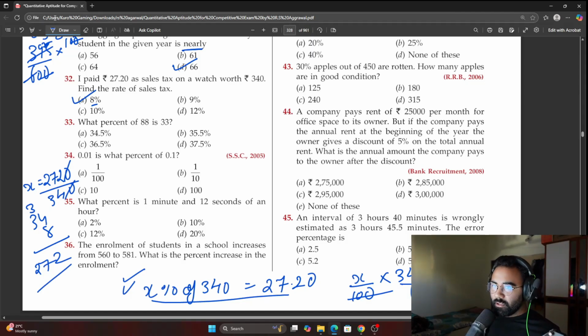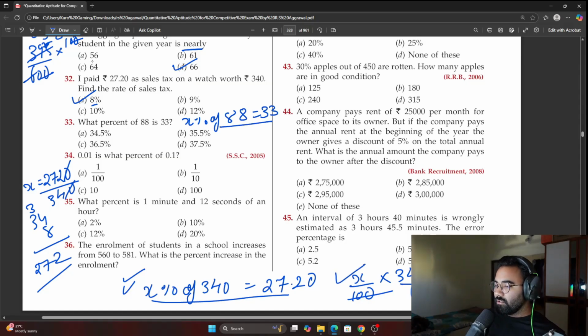33, I'll just write down the equation for 33, and then you can solve it by pausing the video. What percentage of 88 is 33? So can I write this as X% of 88 is equal to 33? Now this will give you a linear equation like this, and then you can solve it.